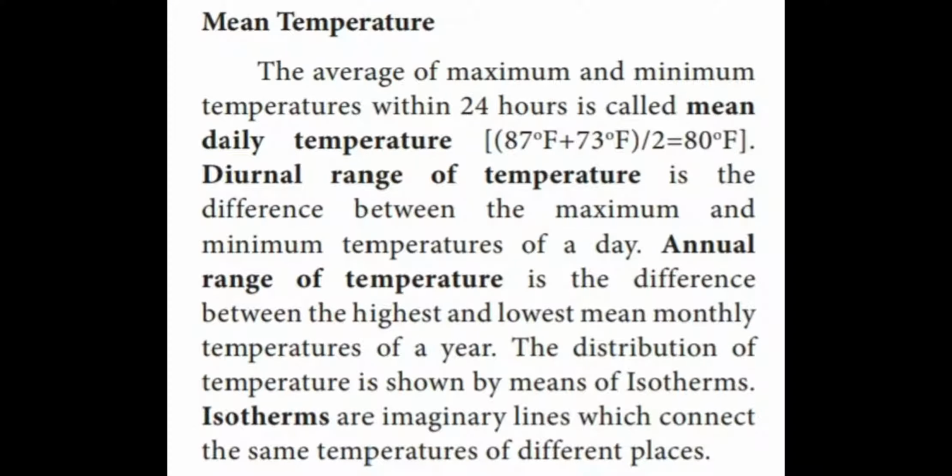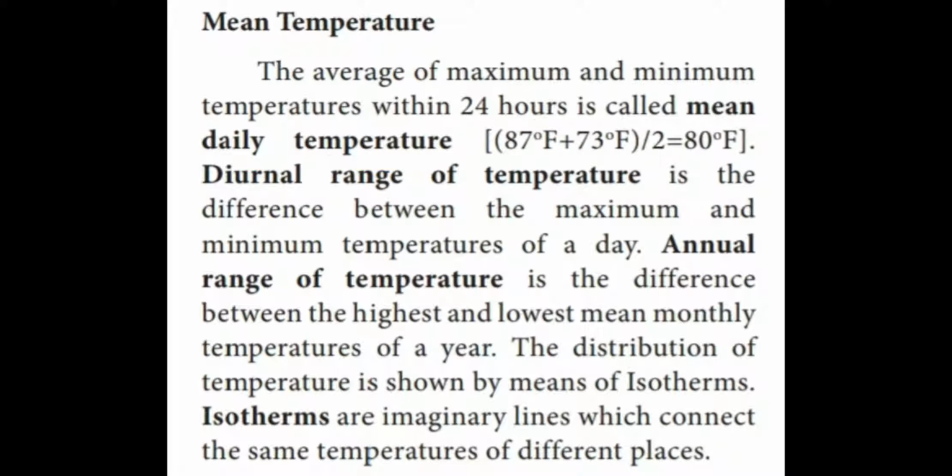And we'll just wind up with this. We'll just see what is mean temperature and then we'll wind up the class. Okay. Mean temperature, the average of maximum and minimum temperature within 24 hours, is called what? Mean daily temperature. Got it? That is, 87 degrees Fahrenheit plus 73 degrees Fahrenheit divided by 2 is 80 degrees Fahrenheit.